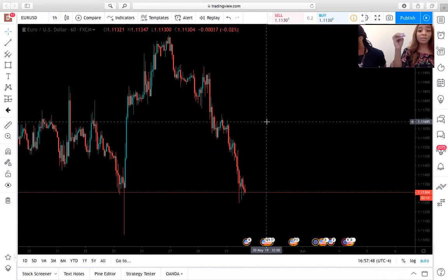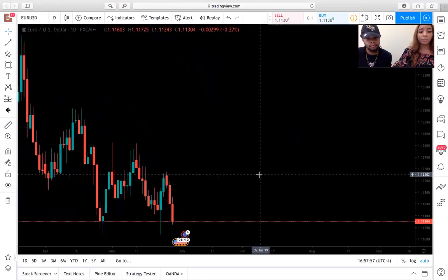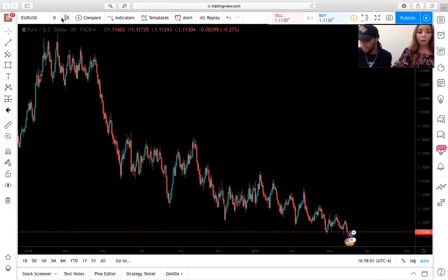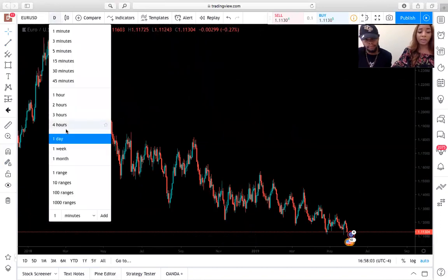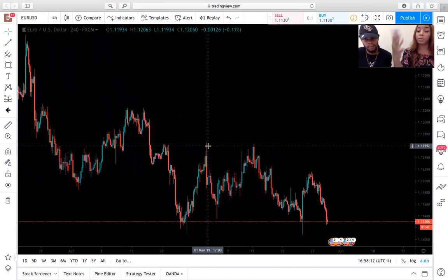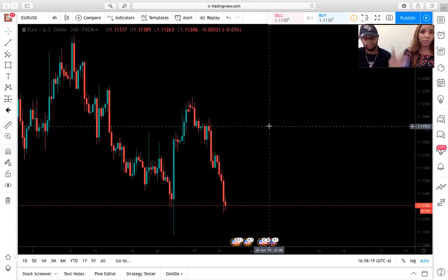Why? Because whatever happens on the smaller time frames will eventually happen on the bigger time frames. Why? The bigger time frames take longer for those candlesticks to form. If you're on a day chart, only one candlestick forms per day. But if I go to the 4 hour chart, it takes 4 hours for one candlestick to form. So logically and mathematically, six 4-hour candles make up 1 day chart. 4, 8, 12, 16, 20, 24. Six 4-hour candlesticks make up 24 hours, which is 1 day.